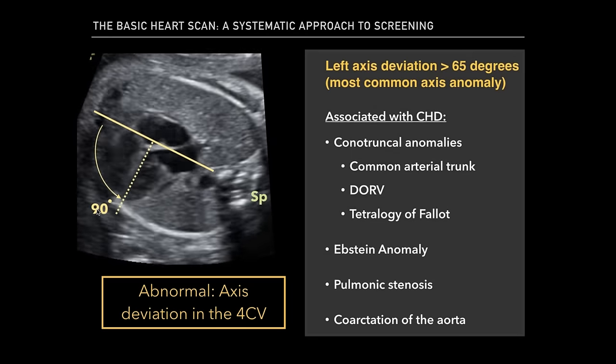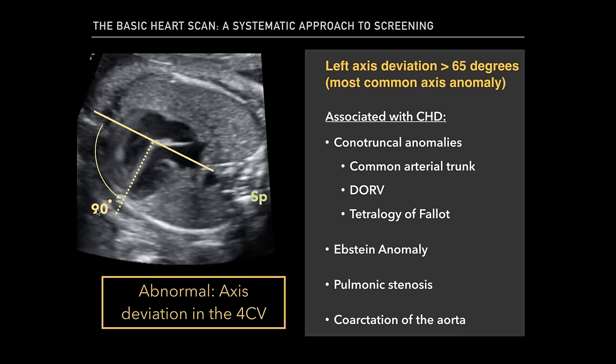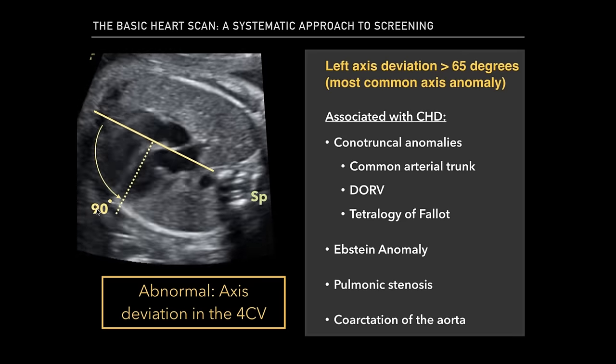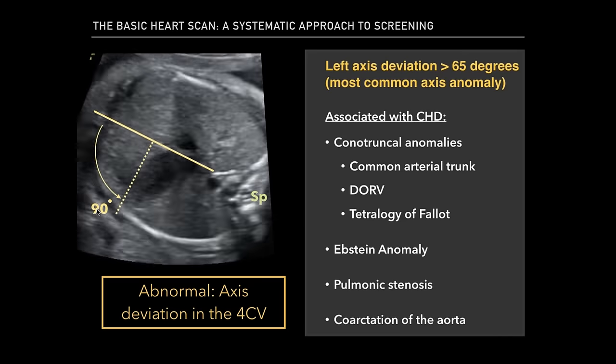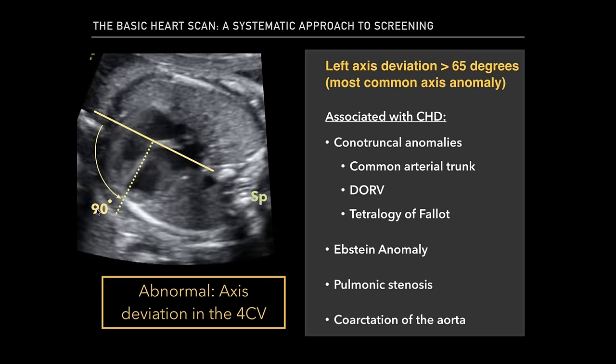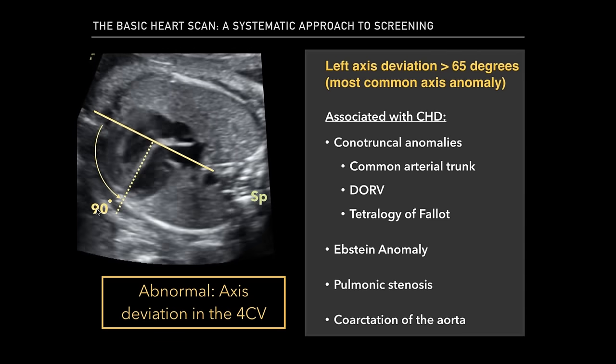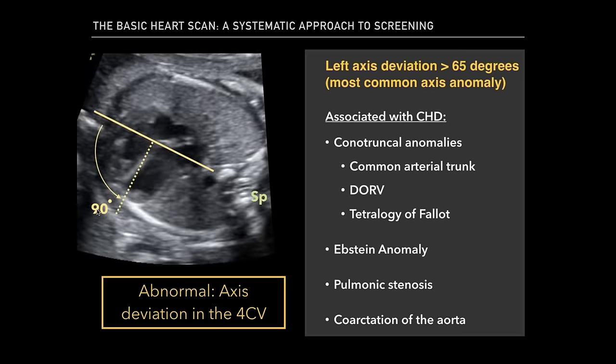Left axis deviation greater than 65 degrees is the most common axis anomaly. This is associated with congenital heart disease, most especially conotruncal abnormalities such as common arterial trunk, double outlet right ventricle, tetralogy of Fallot, Ebstein's, pulmonic stenosis, and coarctation of the aorta.